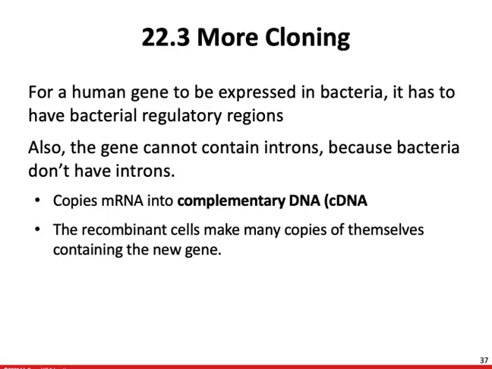So if we code for a section of DNA that's going to produce insulin, the bacteria themselves will make multiple copies of that gene and then also start to make that gene product. They will make that insulin themselves.